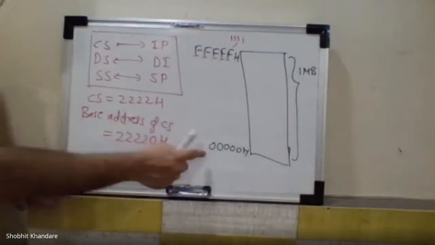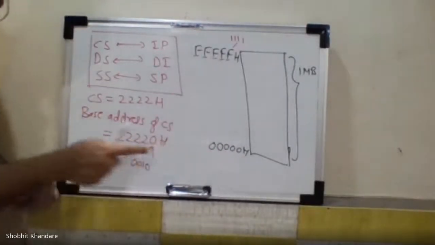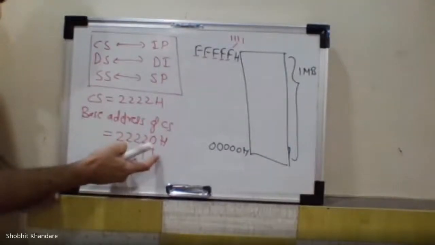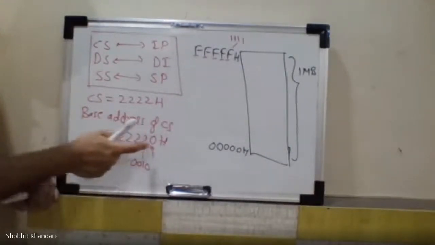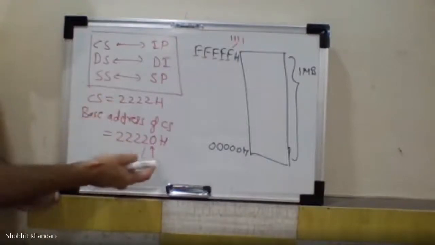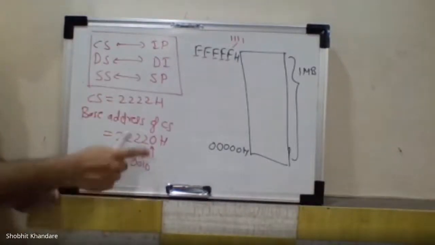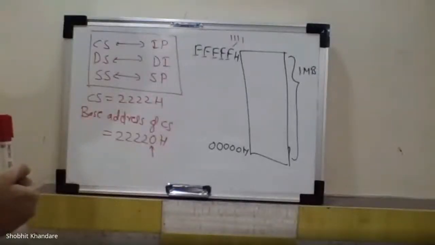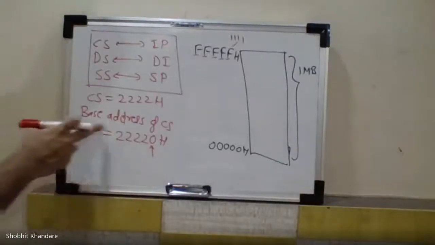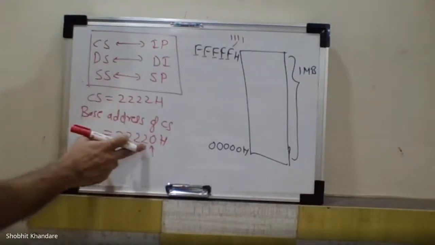Now you will know that the physical address is of 20 bits. Can you see, after appending 0 at the LSB, you have got 20 bits. So your base address is obtained after you append 0 at the LSB. So the base address of CS has now become 22220 after appending 0.